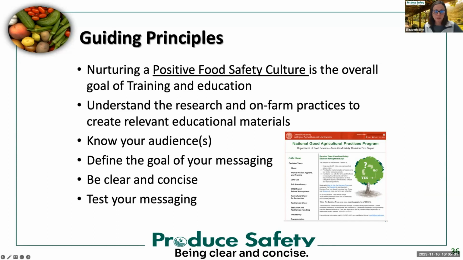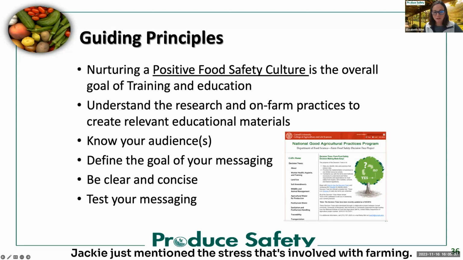Being clear and concise. Time is of the essence. Jackie just mentioned the stress that's involved with farming. We want to keep information available and to the point. And then, of course, testing your messaging. I'm going to talk about each of these over the next few slides.